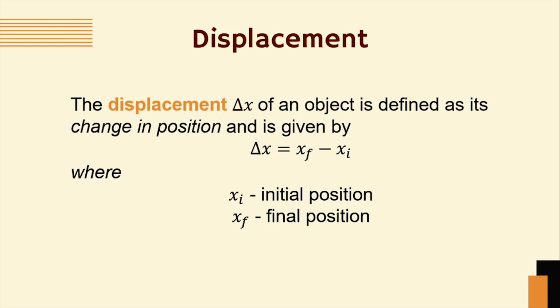Mathematically, the displacement of an object can be written as delta x equals x sub f minus x sub i. Delta x is the symbol of displacement. The Greek letter delta denotes a change in a physical quantity. x sub i is the initial position, and x sub f is the final position.